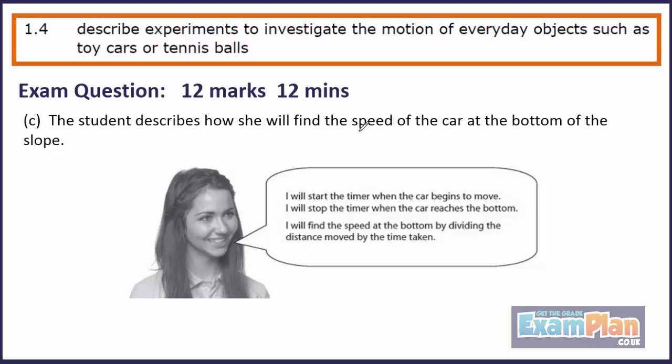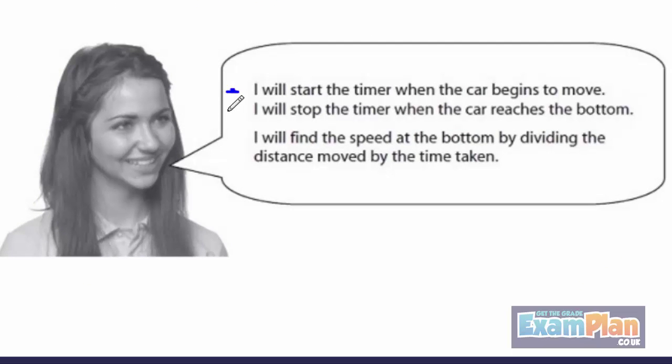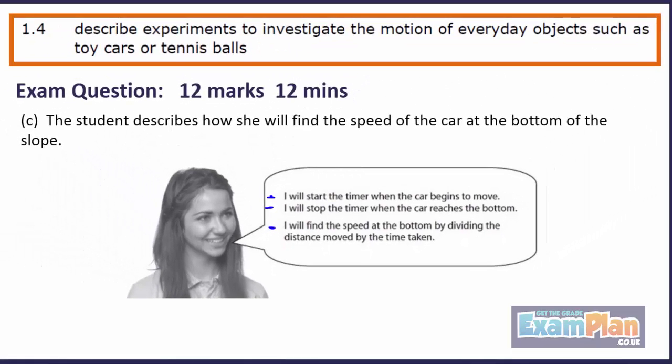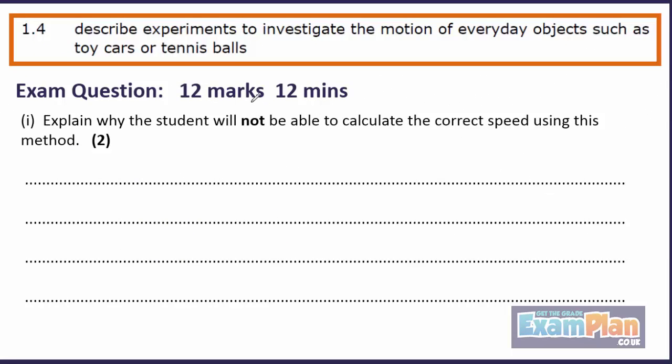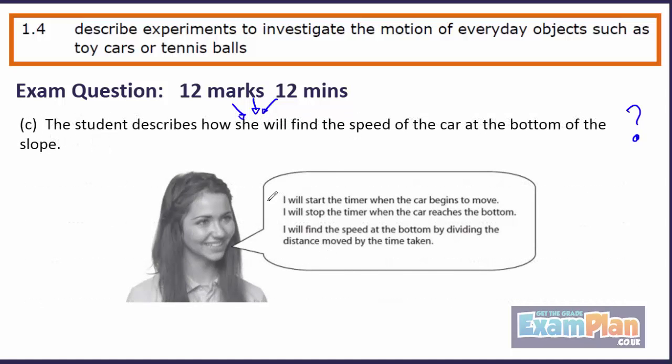Part C. The student describes how she will find the speed of the car at the bottom of the slope. I will start the timer when the car begins to move. I will stop the timer when the car reaches the bottom. I will find the speed at the bottom by dividing the distance moved by the time taken. The question says, explain why the student will not be able to calculate the correct speed using this method. Well, at first glance, her method seems okay. But the question asks for reasons that it's not okay. So let's reread the question to make sure we haven't missed anything.